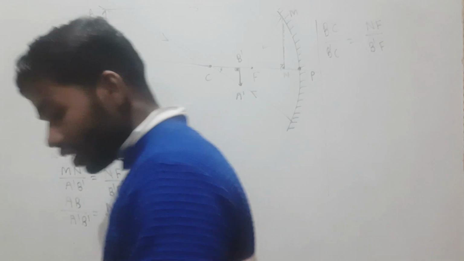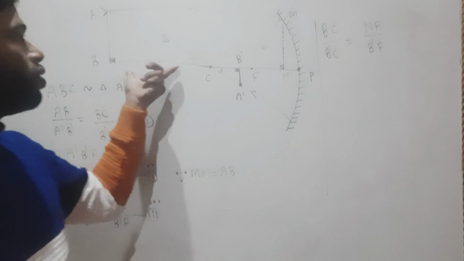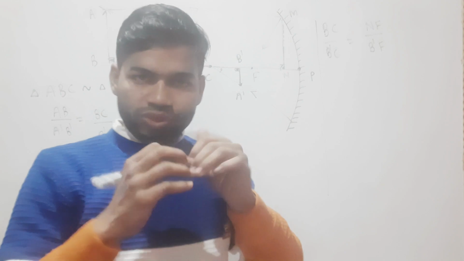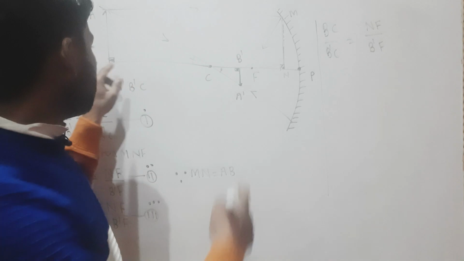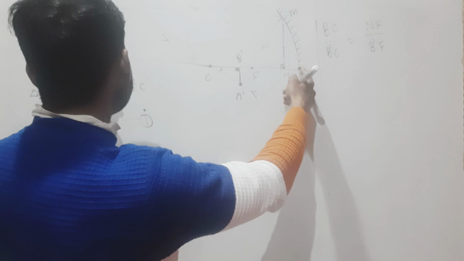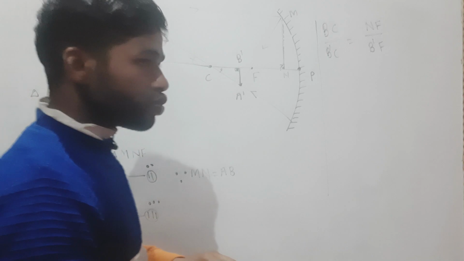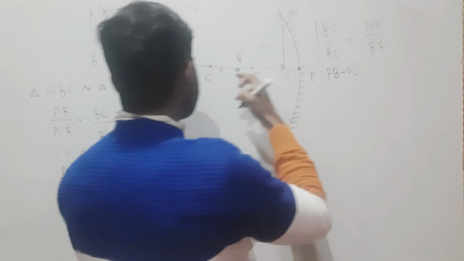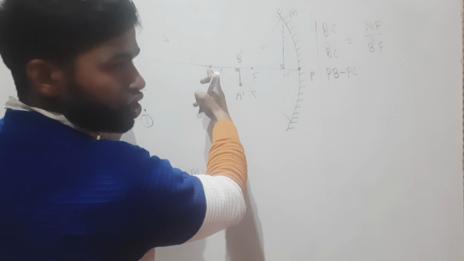Okay, and again we can write BC. There is no value of BC, so we have to put it in the form of U, V and F, because I have to find the relation between U, V and F. So we can write BC is equal to PB minus PC. PB minus PC is equal to BC.